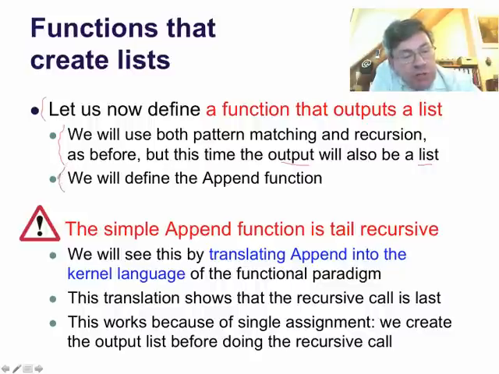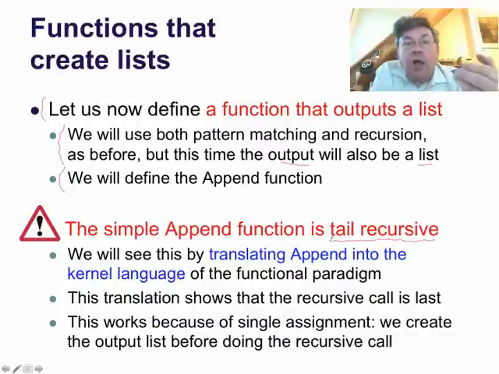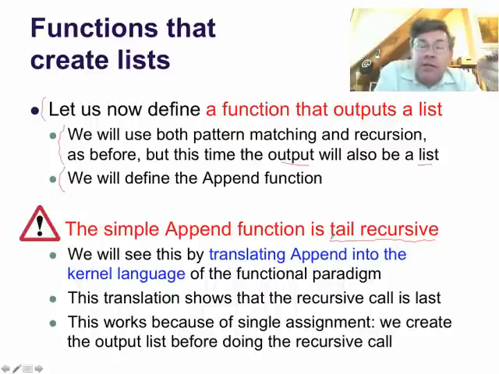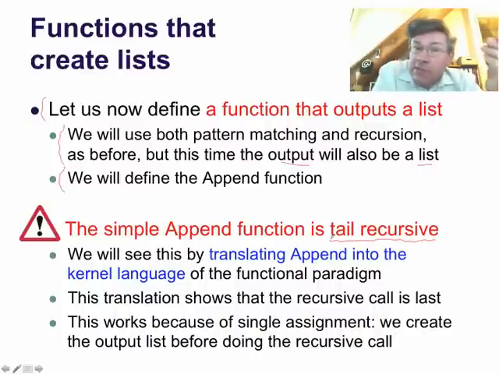And we will use as example the append function that you've seen before, which concatenates two lists. There will be a special point that we will notice, though, in this example, is that this simple append function that we will write will automatically be tail recursive. This would be kind of surprising, since naively we might think that the output list is created after the recursive call. But this is not true. The output list is created before doing the recursive call.